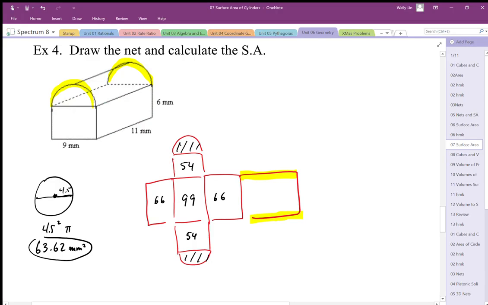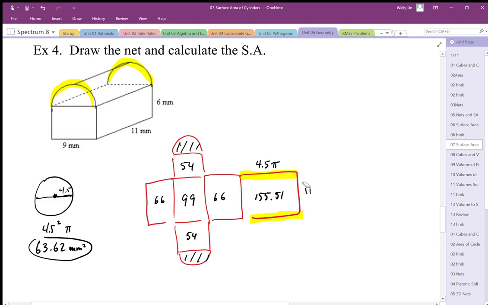So the last piece then is I need to calculate this length and multiply it by the length of 11. That represents half the circumference of the circle, or 4.5 pi. The diameter times pi divided by 2 is radius times pi. So that's going to be 4.5 pi times 11. So 4.5 times 11 gives me 49.5 pi. So I'm just going to multiply the pi in, and I get 155.51 millimeters squared.